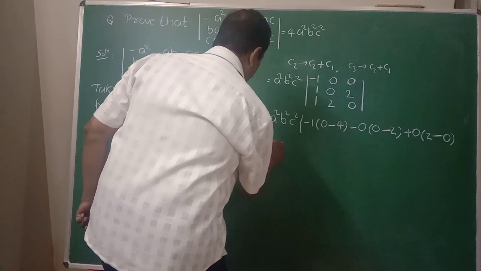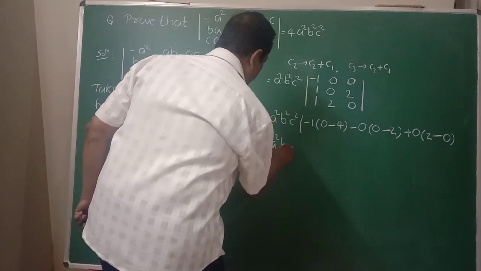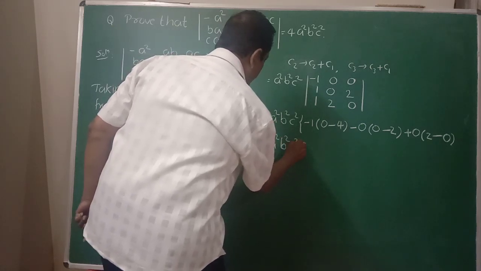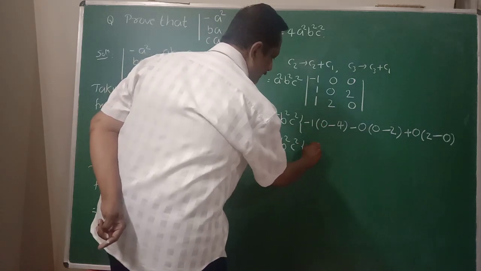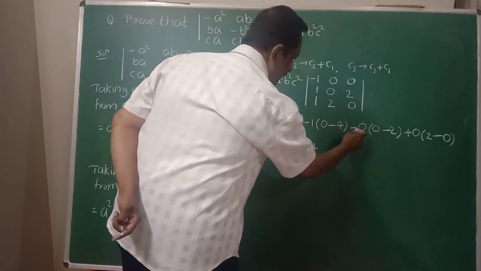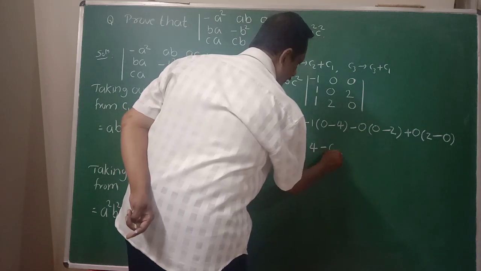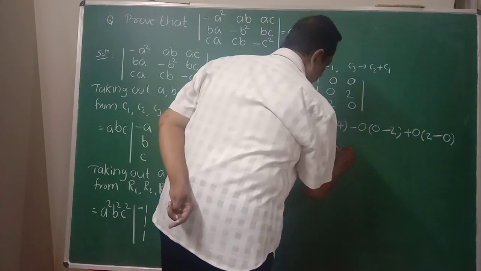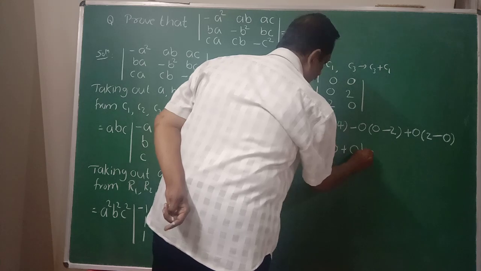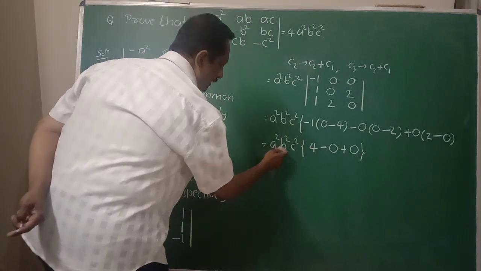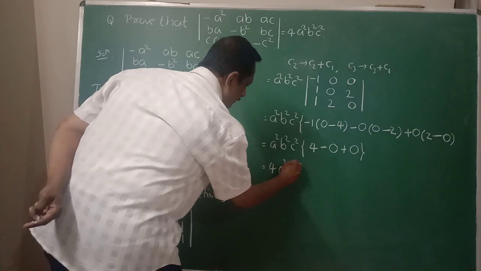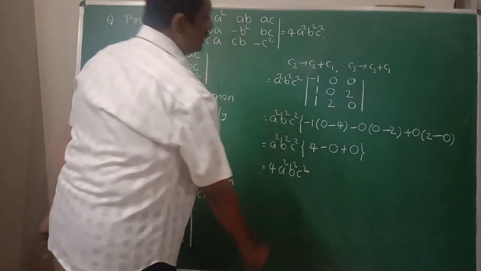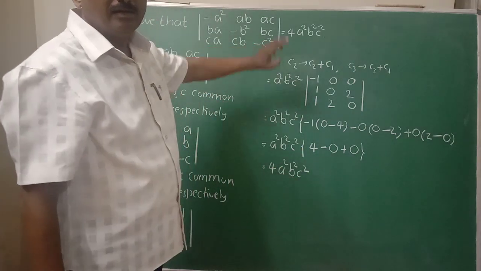Therefore this is equal to a square, b square, c square into, here minus 1 into minus 4 becomes plus 4. Then this is 0; 0 into any term is 0. Therefore 4 into a square b square c square. So this is our required result.